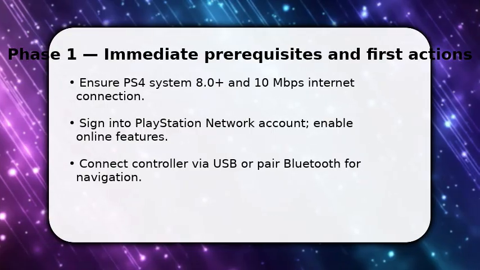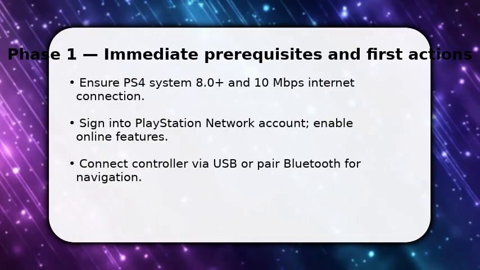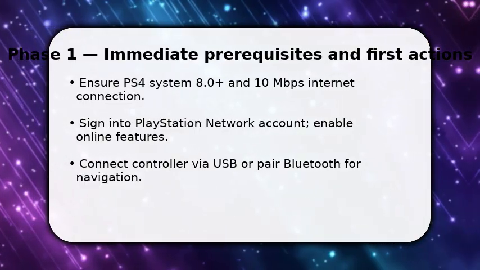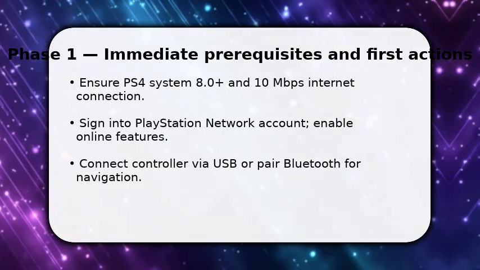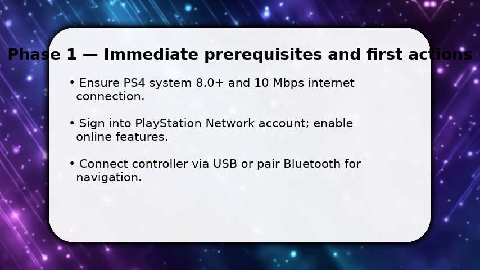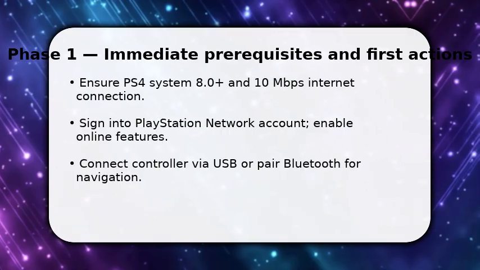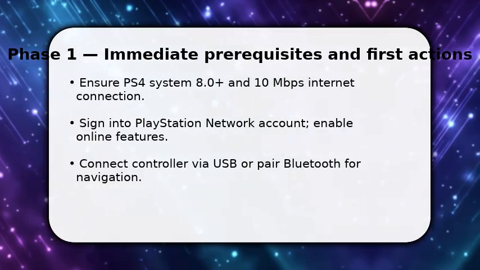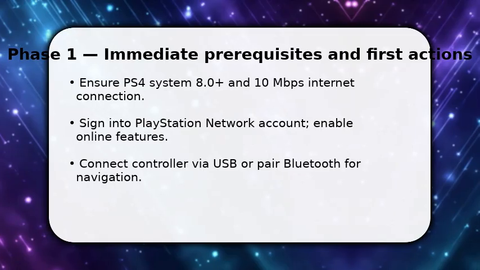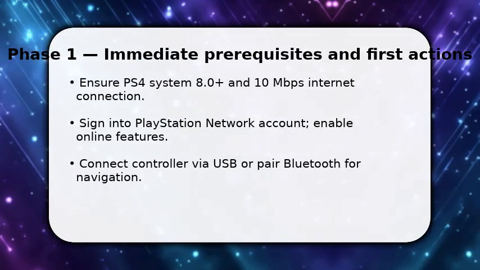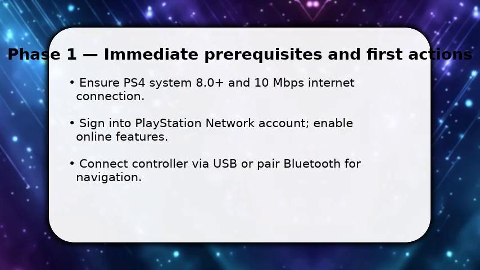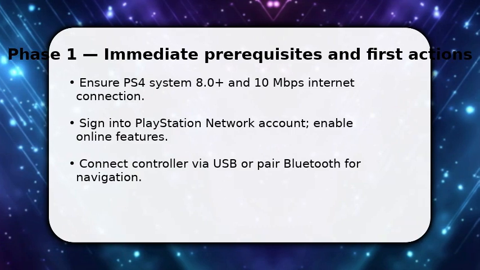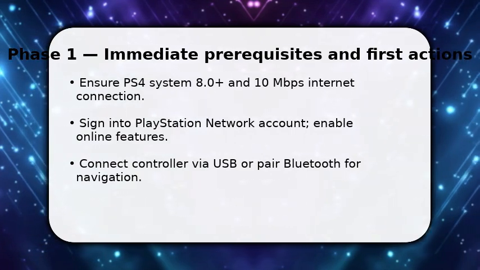You start by getting the essentials ready. Make sure your PS4 has the latest system update and a steady Wi-Fi or wired connection. Once done, sign into your PlayStation Network account so settings and permissions sync. Plug in a controller via USB or pair it over Bluetooth to navigate the browser. This makes typing and selection far faster. You do this first because a stable connection and input device prevent interruptions when loading web pages and streaming media.